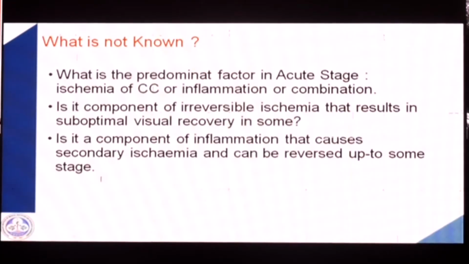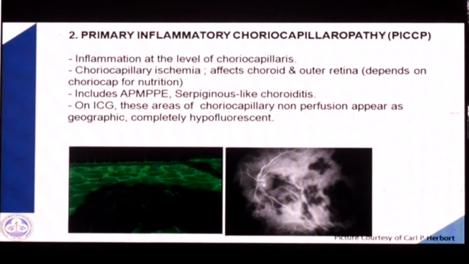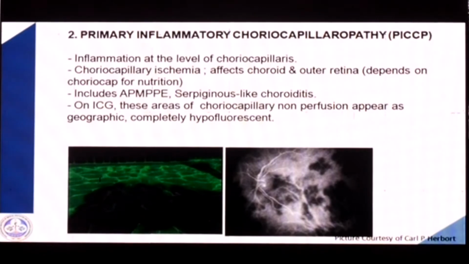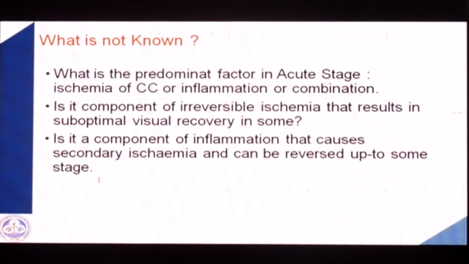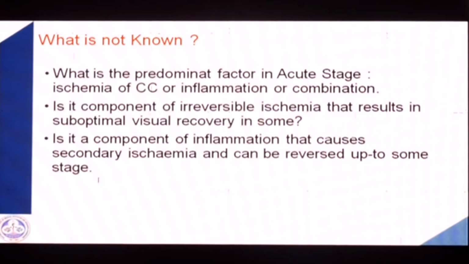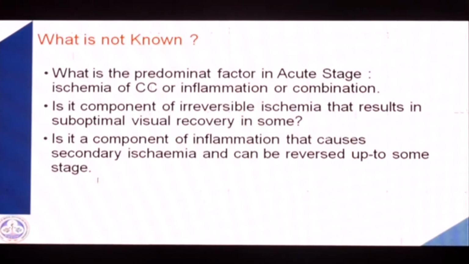What do we not know? What we don't know is, when we are seeing them in the acute stage, like most of my patients, of course, are TB serpiginous choroiditis, what we don't understand is: is it primarily an ischemia of choriocapillaries? Is it inflammation of choriocapillaries, or is it a combination of the two?